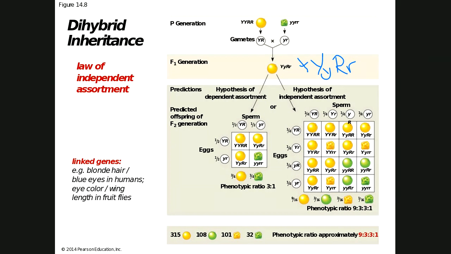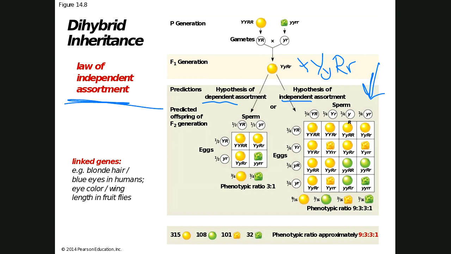Now, he had 2 hypotheses. He said there was one hypothesis based on dependent assortment, and one was based on independent. Now, this is the one that was substantiated. It ended up establishing his law of independent assortment. Now, here's what that means, independent assortment.